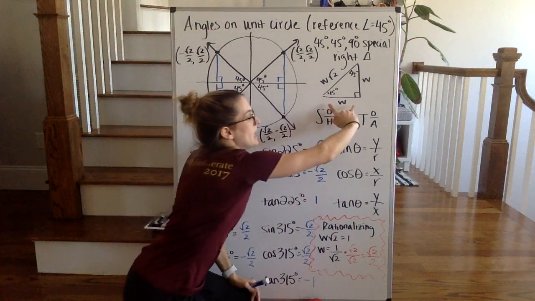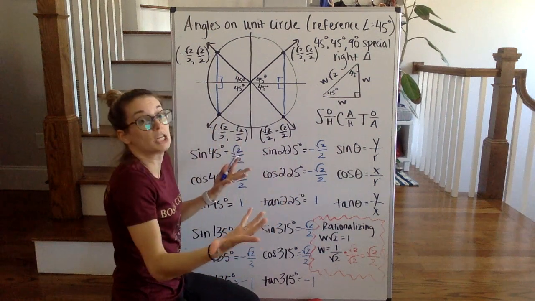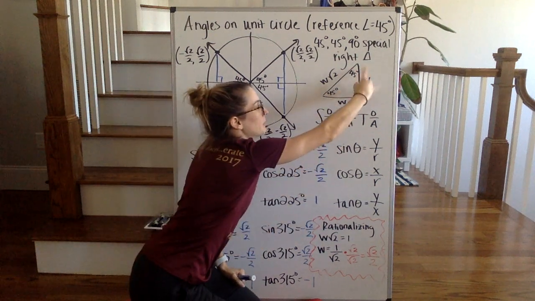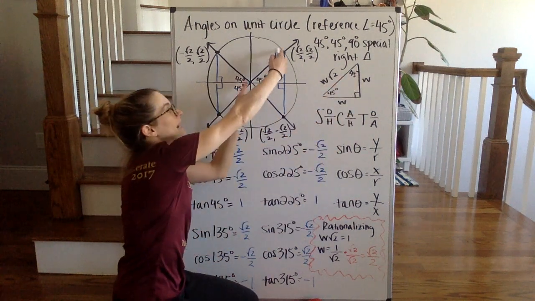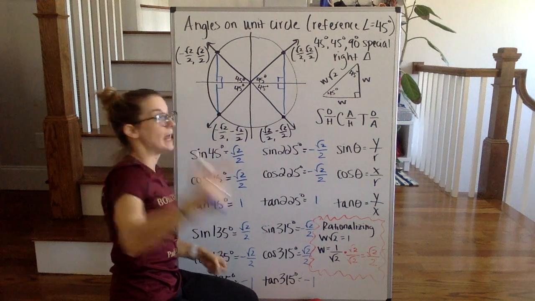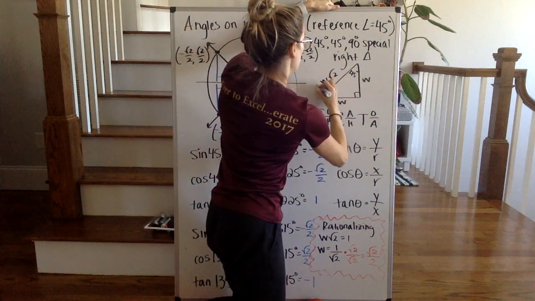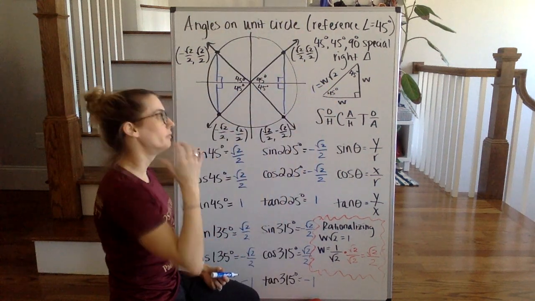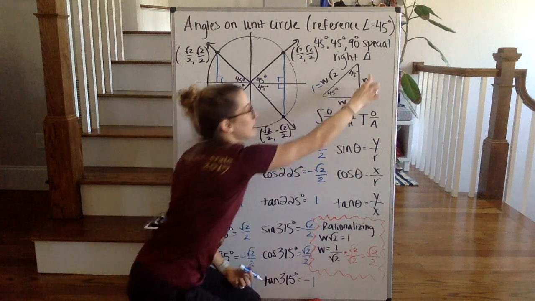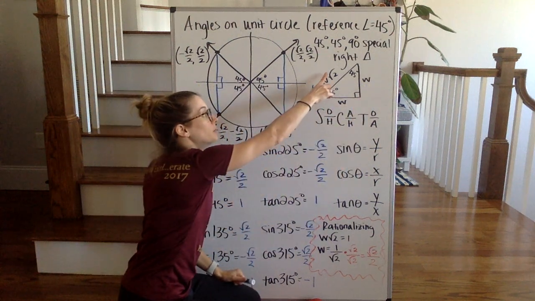Well, we know if both of the legs are W, it's an isosceles triangle, so they're going to be congruent. If both of these are W, the hypotenuse is W root 2, okay? Well, the radius of the unit circle is 1, and that means the hypotenuse is 1. That means that W root 2 is equal to 1 unit, all right? Well, if we want to solve for W then, to get the lengths of these sides, we actually have to do a little bit of math, right? 1 equals W root 2.